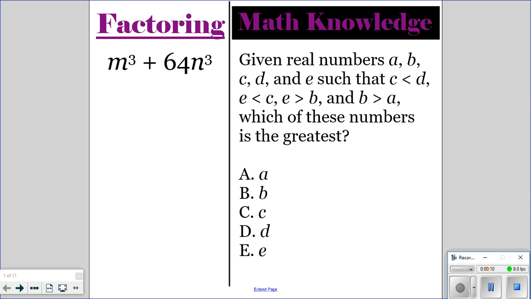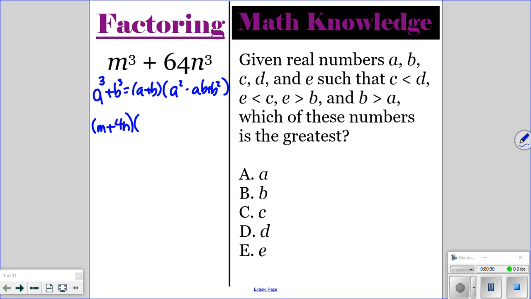answers. So for the factoring, we're going to want to use our sum of cubes formula. So if we have a cubed plus b cubed, that's going to be (a plus b)(a squared minus ab plus b squared). So we're going to have (m plus 4n)(m squared minus 4mn plus 16n squared). And so that would be your answer for the factoring.